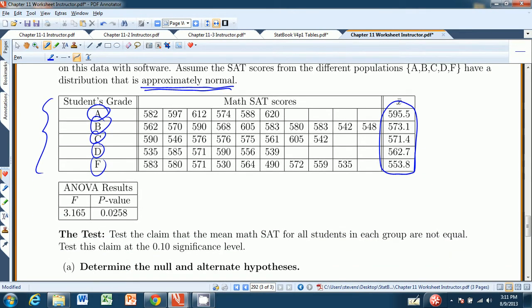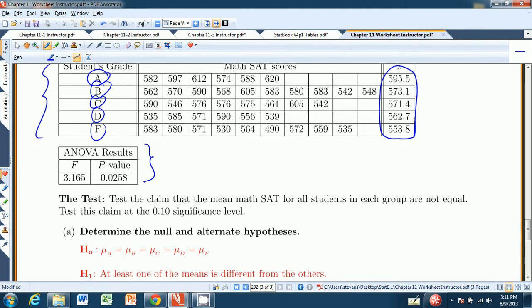So we also have the results of an ANOVA test here for us, which is nice because that gives us the p-value. So this doesn't take nearly as long as the other two tests. Okay, so we're going to test the claim that the mean math SAT score for all students in each group are not equal. We're going to test this claim at the 0.10 significance level.